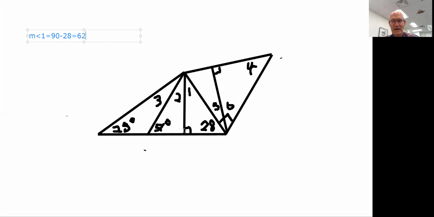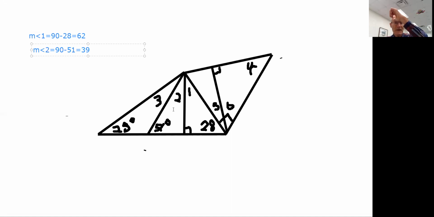Now, the same thing here, since this is a right angle, in this triangle it's also a right angle, so the measure of angle 2 is the same concept, equals 90 minus 51, which is equal to 39.